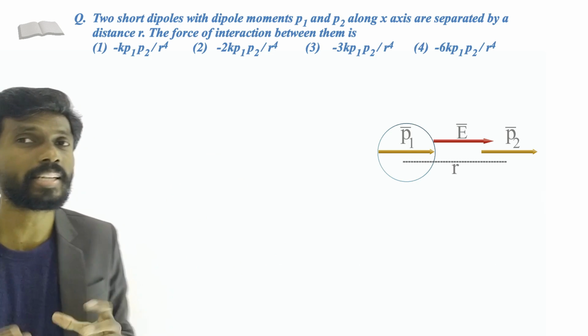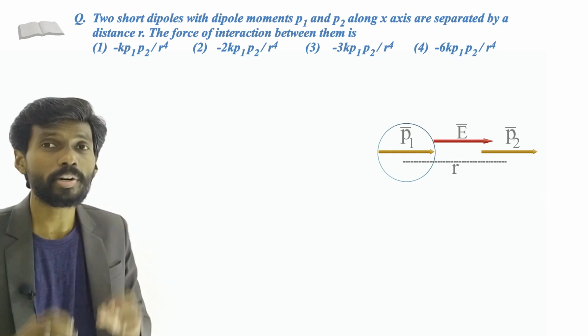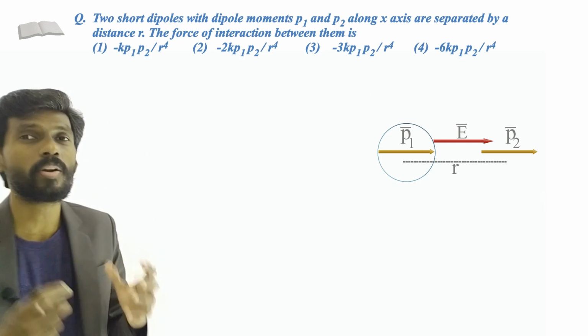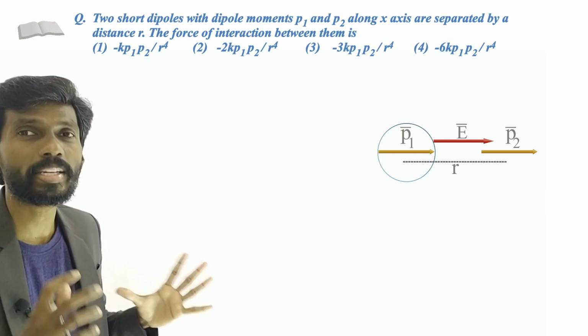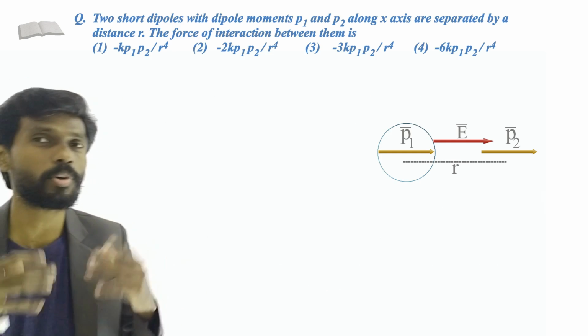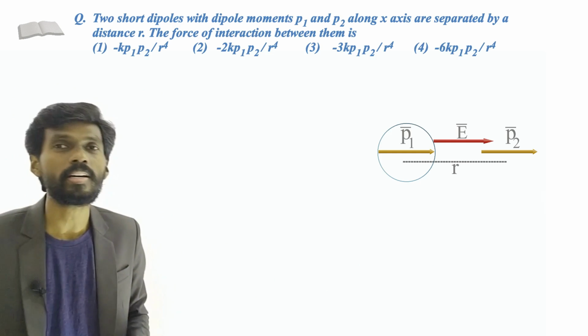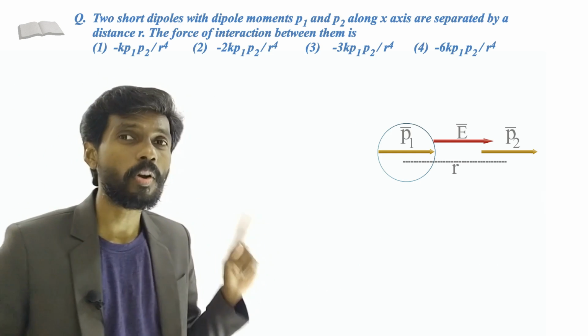So let us first find the electric field. The electric field here is not uniform, because we have the formula for the electric field due to a dipole, but that is dependent on the distance r, so it is a non-uniform electric field. So we have to use the variable force formula, right? So P multiplied by dE by dr. Let us use that formula to find the force due to one dipole on the other dipole.